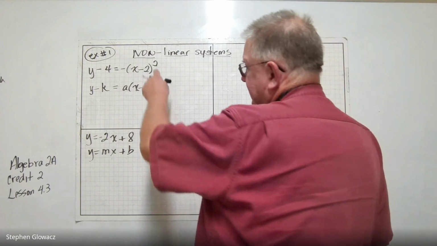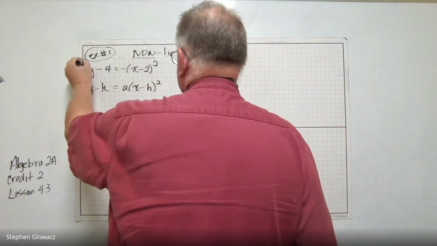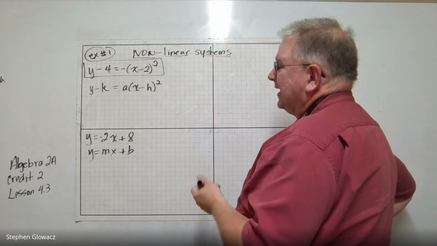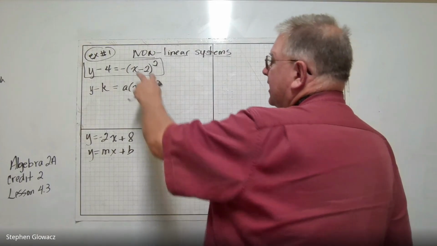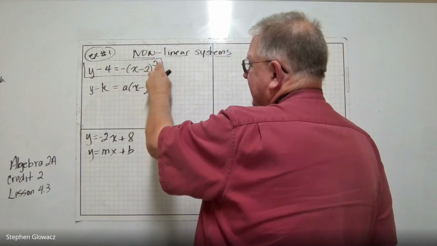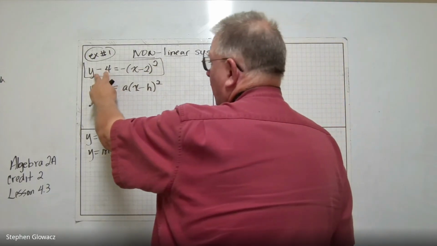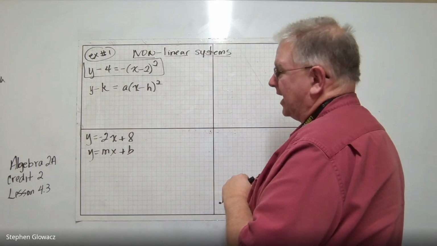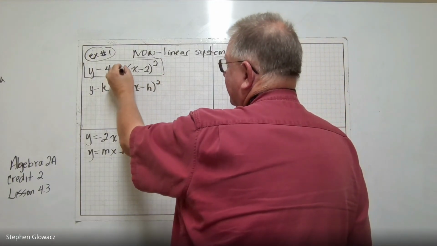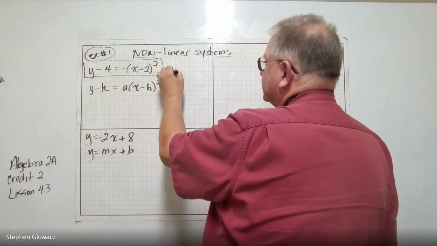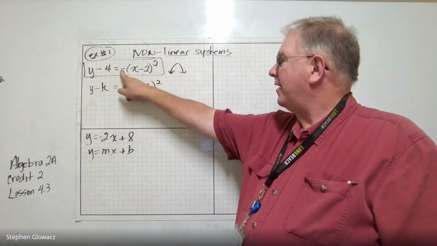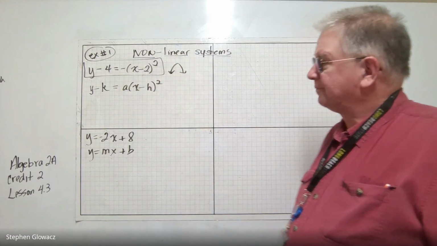So in our system that we have here, our first equation, y minus 4 equals negative x minus 2 squared, we recognize that as a quadratic equation because the x variable is squared, x minus 2 is squared, but the point is x is being squared. However, the y part of the equation is not. And so that tells us that's going to be a parabola. And because of the negative in front of the x squared, it's going to be a downward facing parabola. In other words, if there was no negative here, it would be an upward facing parabola.